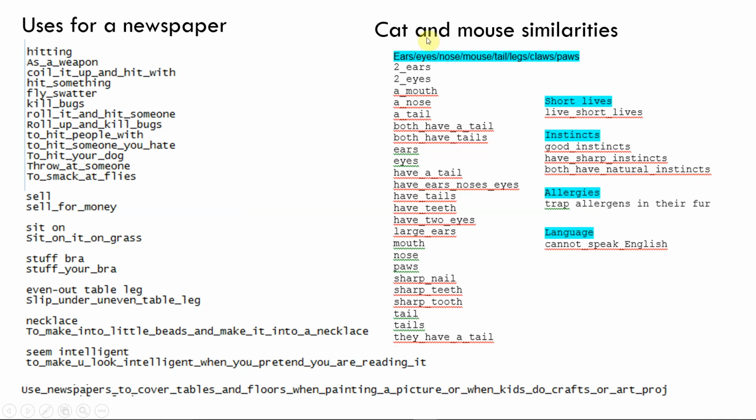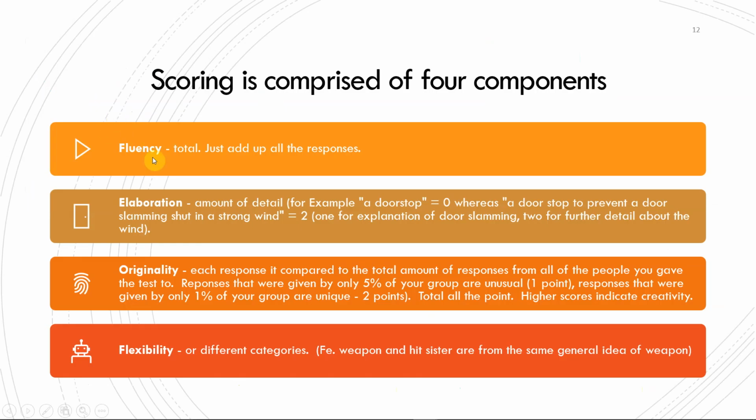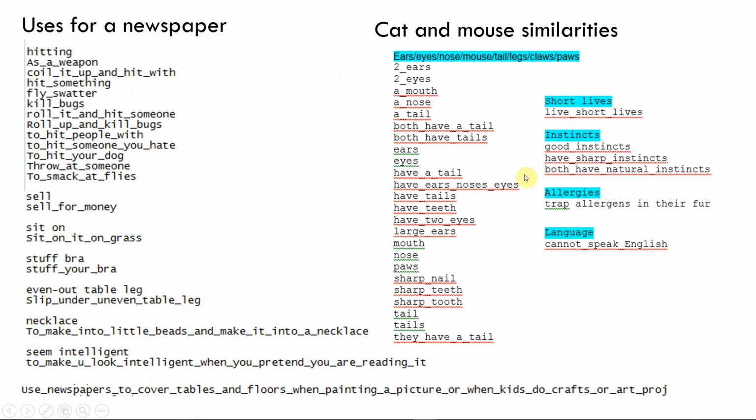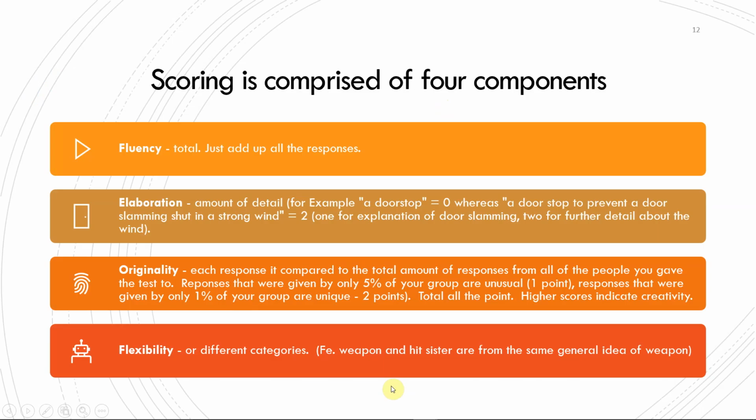And you can look at the responses for the cat and mouse similarities. Look at your responses and see how you did relative to most of these students at Binghamton University. How many ideas did you come up with? Did you come up with 1, 2, 3, or did you come up with 10 or 20? You definitely get a lot more points for fluency. What about elaboration? Did you just say something simple like use as a weapon, or two ears, two eyes? Or did you have a lot of elaboration like this one? Because you'd get points for elaboration.